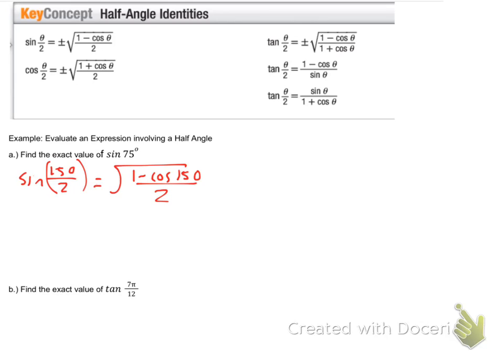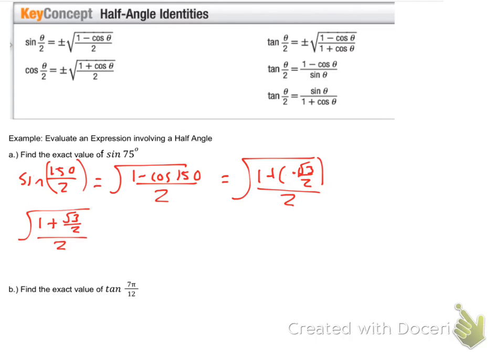150 is definitely on my unit circle. The cosine of 150 is a negative number because it's in the second quadrant. So it equals the square root of 1 minus a negative square root of 3 over 2, all over 2. Negative negative makes a positive, so I'm going to go over here and become 1 plus the square root of 3 over 2, all over 2.